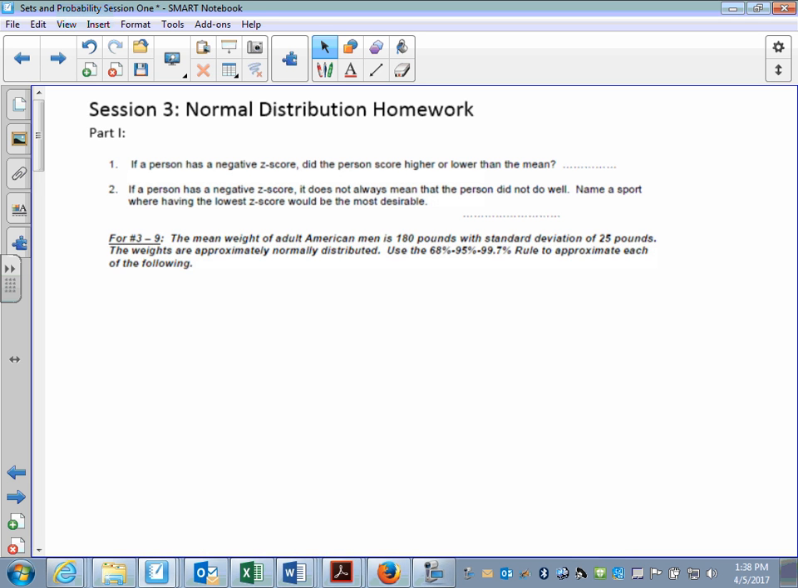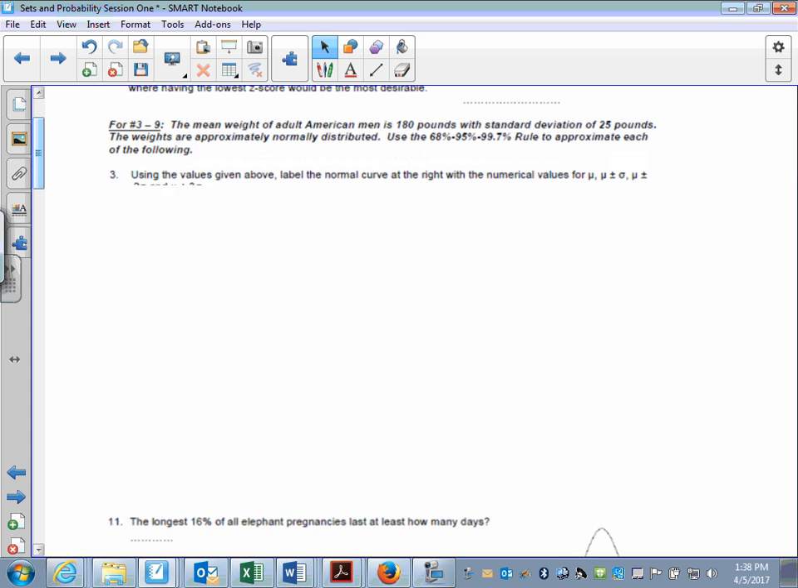3 through 9. The mean weight of adult American men is 180 pounds with a standard deviation of 25 pounds. Weights are approximately normally distributed. Use the 68, 95, 99.7% rule to approximate each of the following. In other words, use the empirical rule. Using the values given above, label the normal curve at the right with the numerical values for mu plus or minus sigma, mu plus or minus 2 sigma, and mu plus or minus 3 sigma.